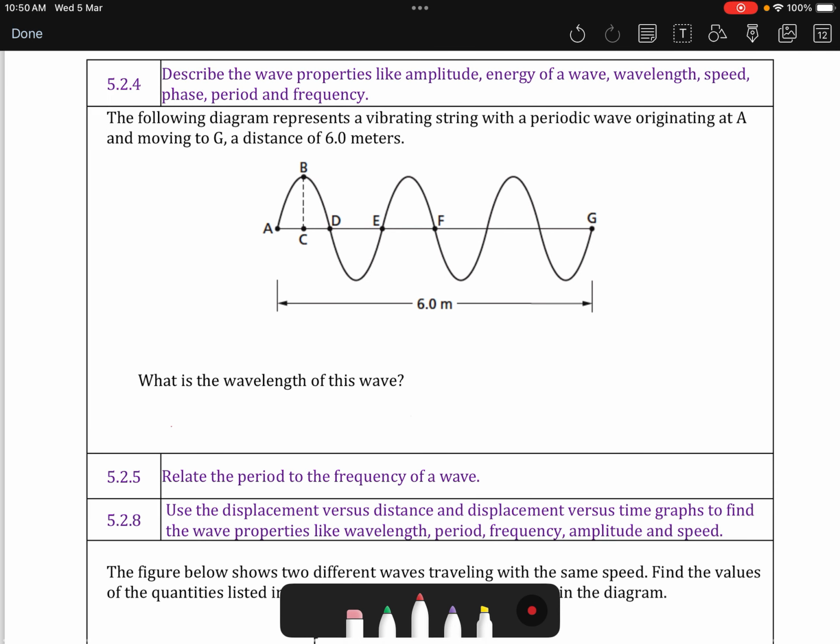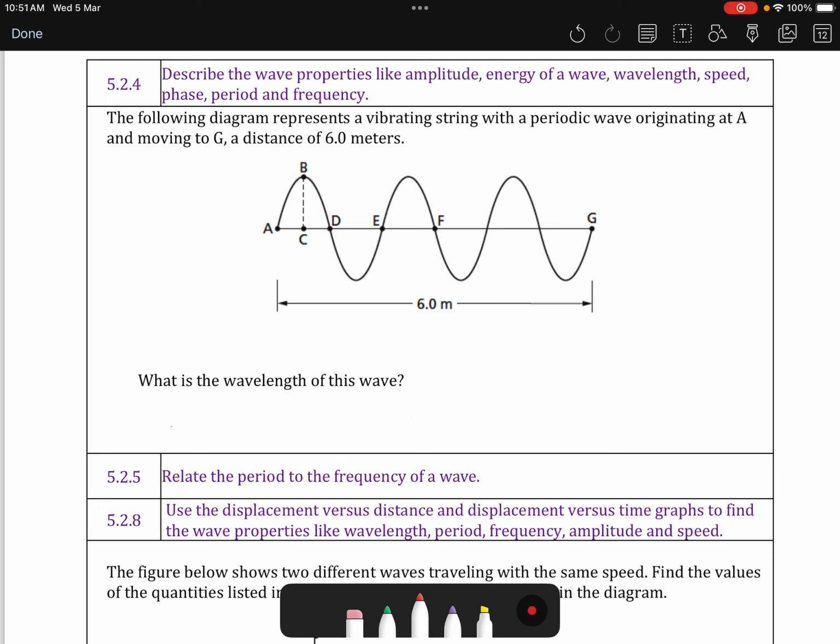Next, the following diagram represents a vibrating string with a periodic wave originating at A and moving to G, a distance of 6 meters. Now, what is the wavelength of this wave? Actually, let's count how many waves we have here.